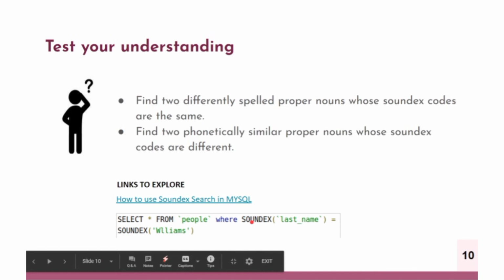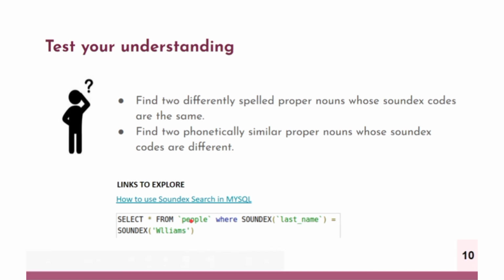So basically what this does is it finds the Soundex of all the people's last names, and it just compares with the Soundex phonetic hash of Williams. Whichever matches, whoever equates to each other, all those people are returned. So this is how the Soundex search works in MySQL.